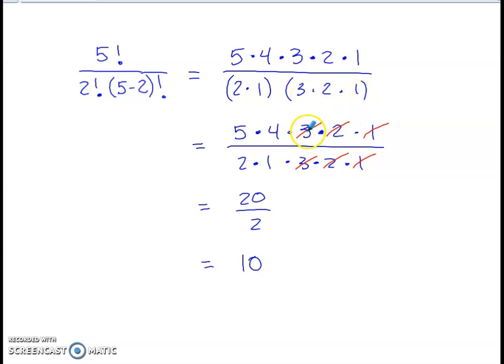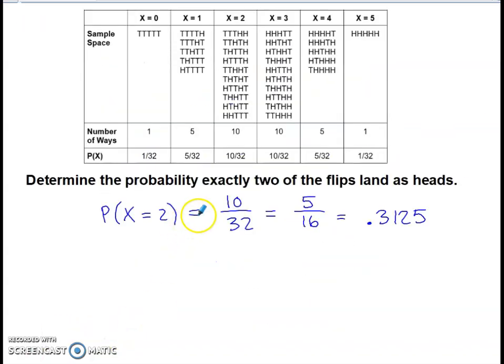I can do quite a bit of cancellation here. 3 times 2 times 1 within the numerator can cancel with the 3 times 2 times 1 in the denominator. What's my numerator? 5 times 4. My denominator is 2 times 1. 20 divided by 2 is 10. That should look familiar. What this calculation right here does is it allows us to figure out that there are 10 ways to have 2 of our 5 outcomes be heads. It determines all of the different combinations of ways that we can have 2 of the 5 outcomes be heads.